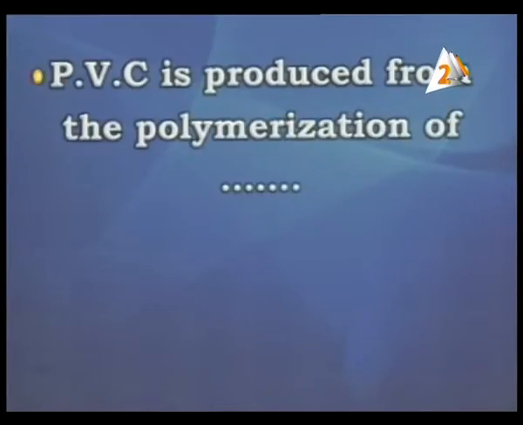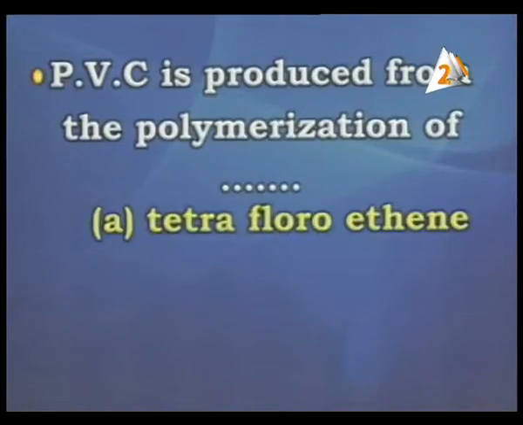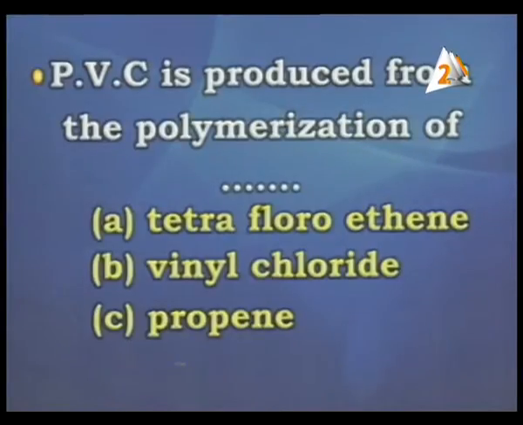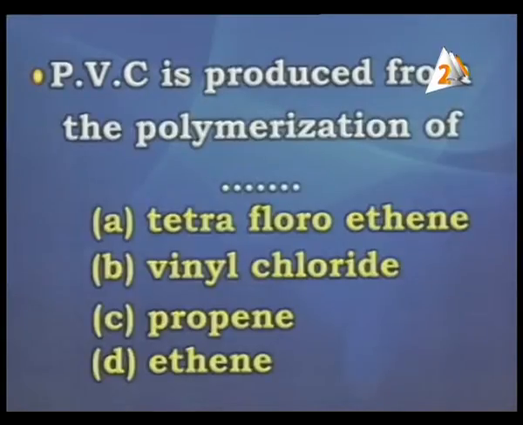Next point, PVC is produced from the polymerization of what? Tetrafluoroethene, vinyl chloride, propene, or ethene. If you think about the answer, yes, it will be vinyl chloride.